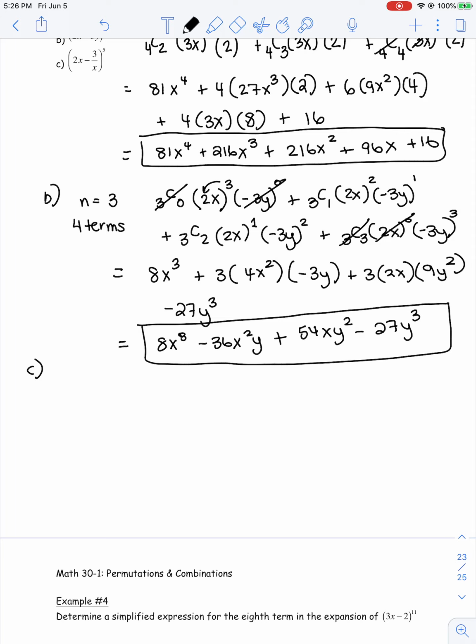So the last one, we have a fraction, so we're going to have to watch for that. Our n is equal to 5, which means that there's 6 terms in this one. Okay, so our first term is going to be 5 choose 0, 2x to the power of 5, and then negative 3 over x to the power of 0. Next term, 5 choose 1. So what you're looking at is the pattern and just following it to complete each term one after the other. So this is 1 less for x and 1 more for y.